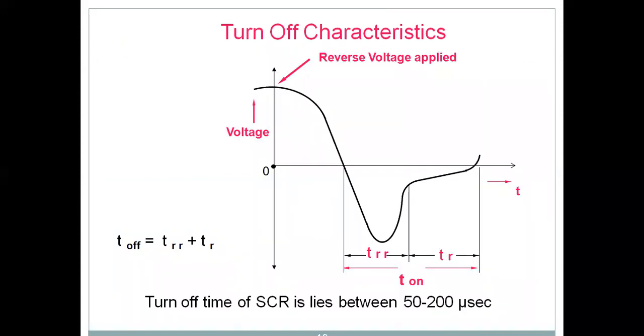This is turn-off characteristics of an SCR. It's the addition of trr plus tr. Generally, this is in the range of 250 to 200 microseconds. Always this turn-off time is greater than turn-on times.